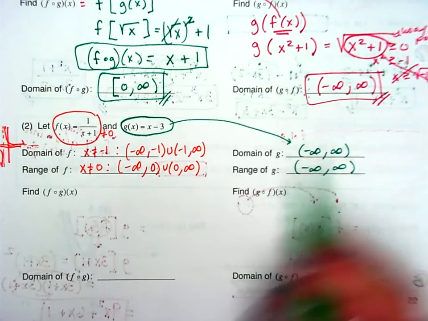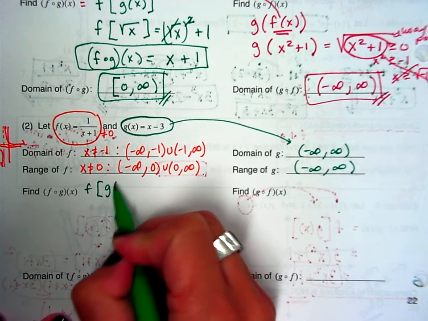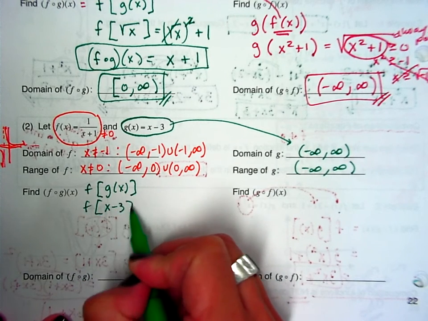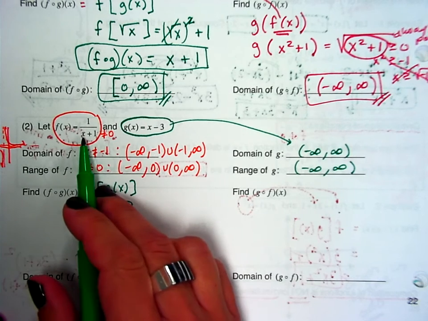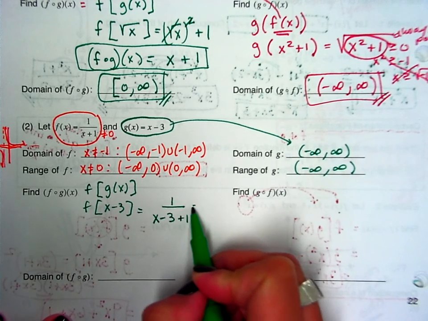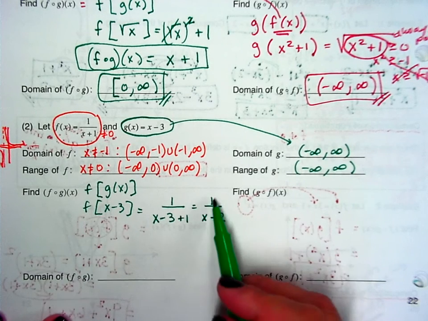So now let's do f of g of x. Well, that's f parentheses g of x. G is x minus 3, and I need to plug it in to f of x for x. So it's 1 over x minus 3 plus 1, that's minus 2. So I get 1 over x minus 2.